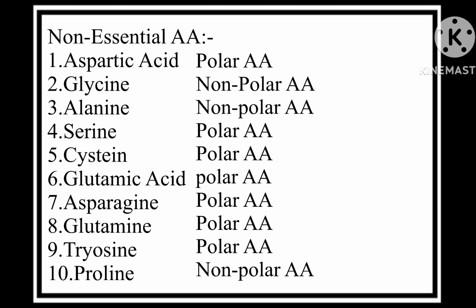The names are arginine, aspartic acid, glycine, alanine, serine, cysteine, glutamic acid, asparagine, glutamine, tyrosine, and proline. You can see their polarity written on the right side, either polar or non-polar. A few of them, glycine, cysteine, glutamine, tyrosine, and proline, are semi-essential, needed in less quantity only. You don't need to remember these categories, but you must know all these 20 amino acid names, day or night. You need to remember them anyhow.